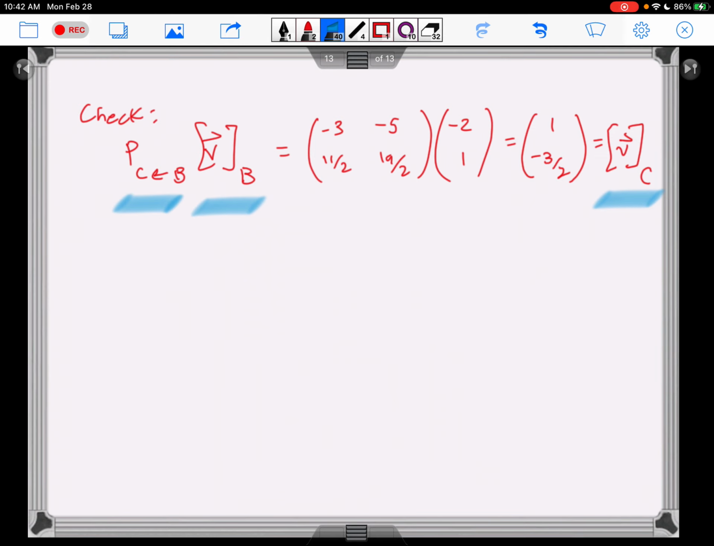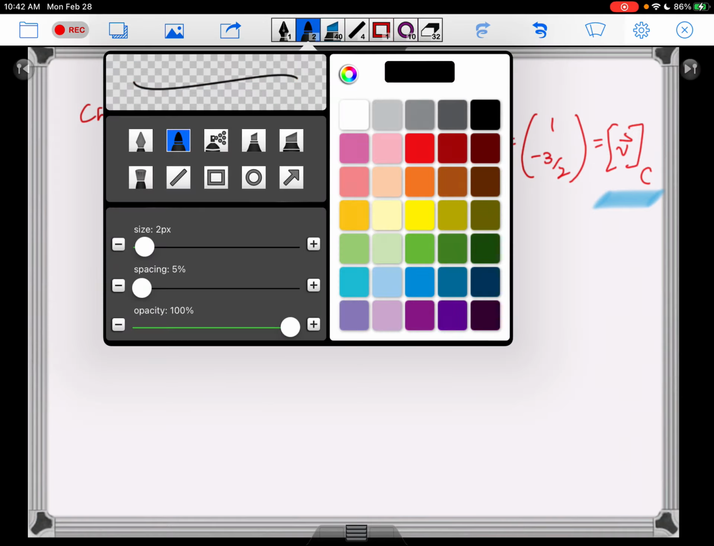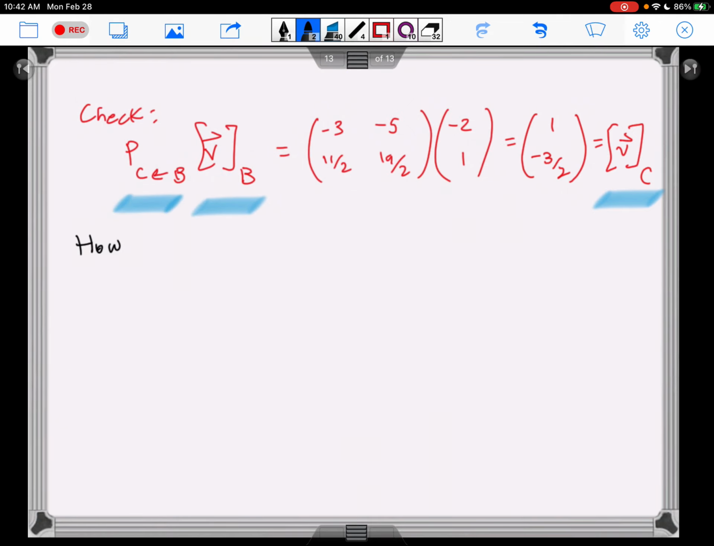Pretty cool. Now, I want you guys to notice something, because you may wonder, how are these matrices related? How are P from B to C and P from C to B related? I mean, it seems like these matrices might be related in some way. So I want us to try something.